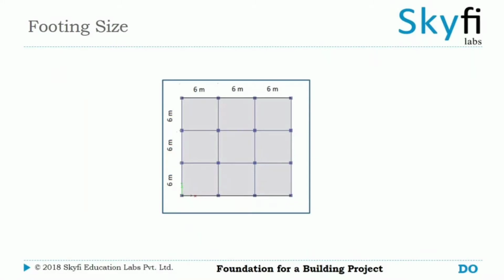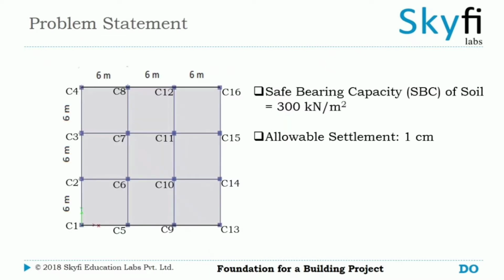Hello everyone, this is the video on the final assignment of the foundation design of the building. As per our problem statement, we have this building. You can see we have 16 columns connected to our footing area, and the safe bearing capacity of our soil will be taken as 300 kN per meter square, and the allowable settlement is 1 centimeter.